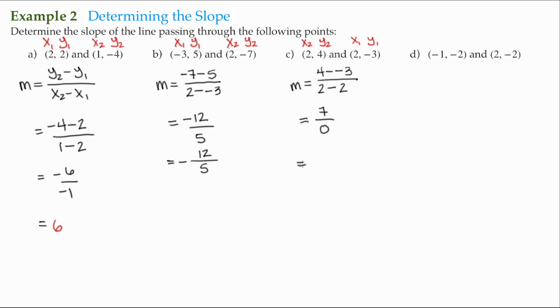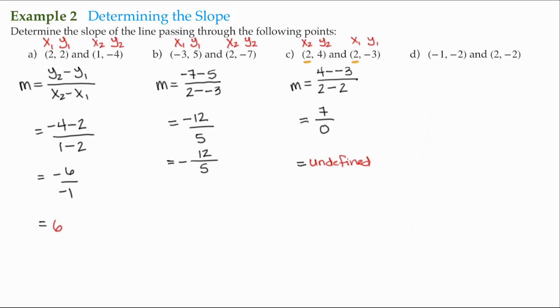Now we cannot divide by 0. There's no such thing as division by 0. So when we have a division by 0, this means that the slope is undefined. Since 0 can't be defined, we just say that the slope is undefined. And what does that mean? Well, that means that the line that goes through these 2 points is going to be a vertical line. It's going to be straight up and down. And we can tell because the x-coordinates here, 2 and 2, are the same.